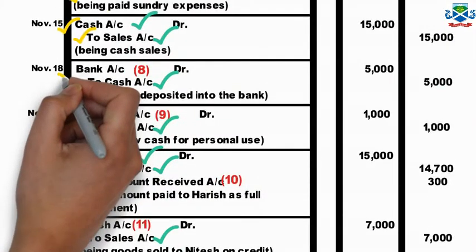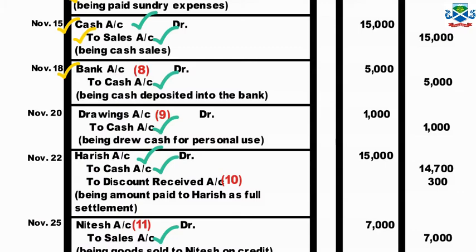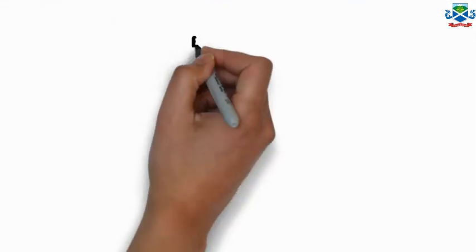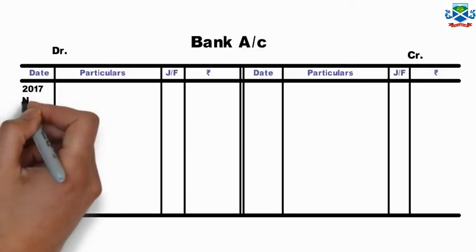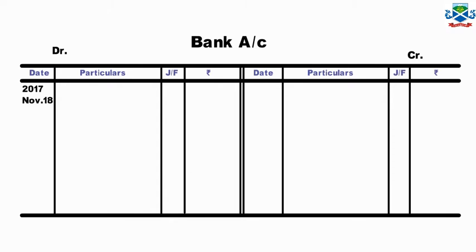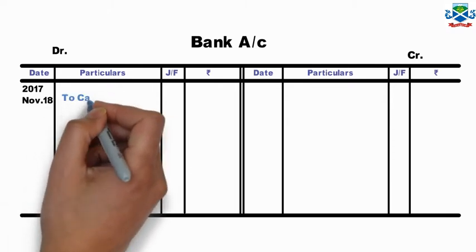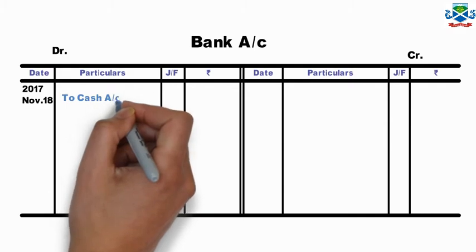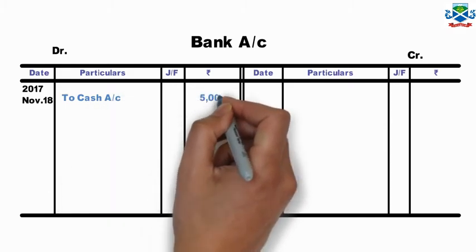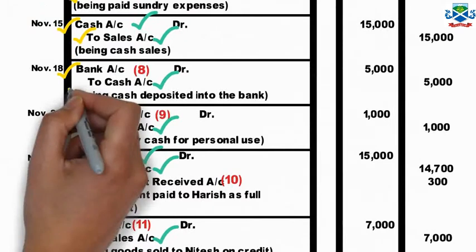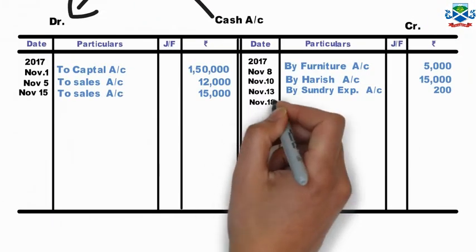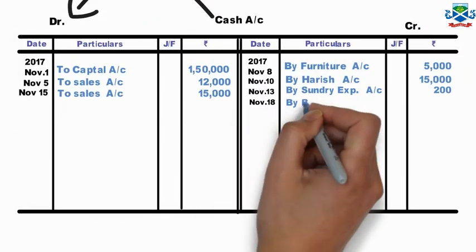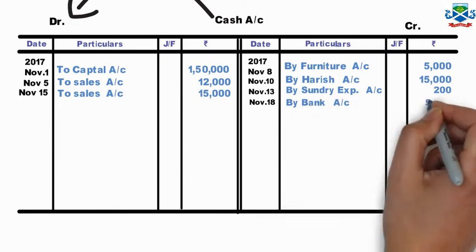Next one is bank account debit to cash account. We do not have a bank ledger, so we have to create one new ledger for bank. On the debit side, on November 18, we'll write bank account debit to cash, deposited into bank. That's why bank account debit to cash 5,000. Similarly, cash is credited by bank, so we'll go to the cash account, credit side, on November 18, by bank account 5,000.